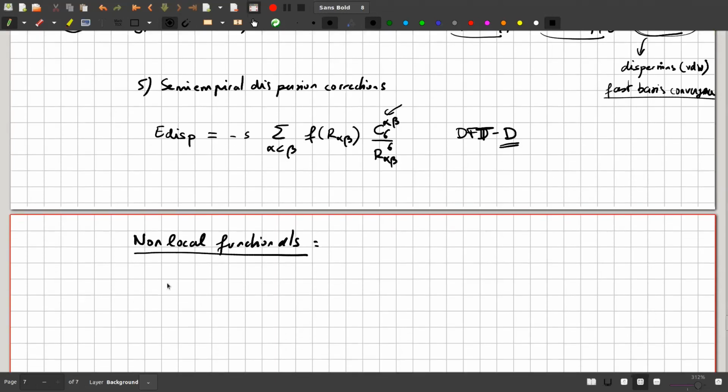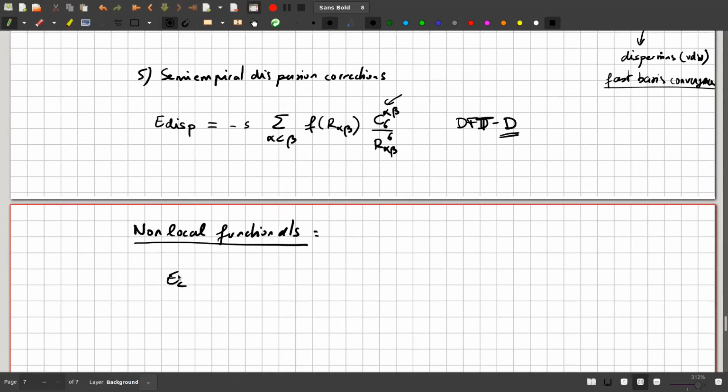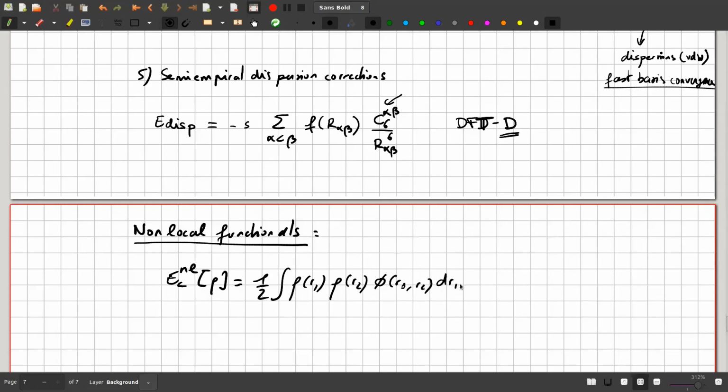Basically you add to your functional a non-local functional of the density of the following form. Let's say 1/2, then you have the density rho at R1 and R2, and then you have a kernel, let's call it phi, of R1 and R2. So that has a complicated expression in terms of the density, and you need to find an expression in order to reproduce the dispersion interactions.